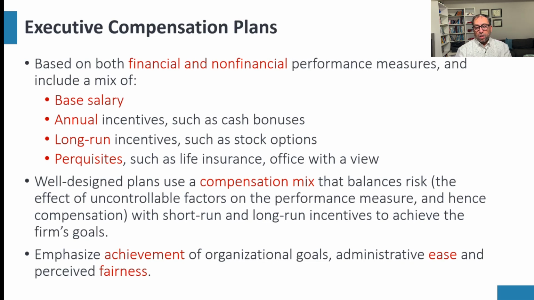these, which includes a family vacation every year to their dream destinations, which is what we call perquisites. Well-designed plans use a compensation mix that balances risk, the effect of uncontrolled factors on performance by year, and hence compensation. So with short-run and long-run incentives to achieve the firm's goal, and emphasize achievement of organizational goals, administrative ease, and perceived fairness.